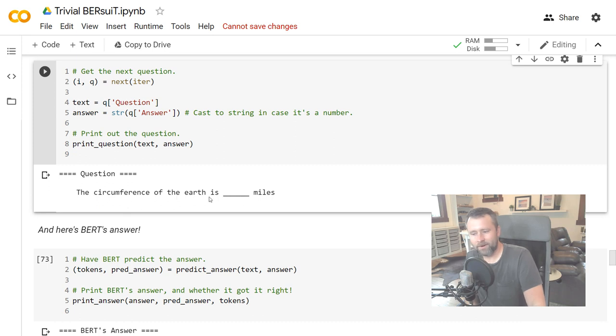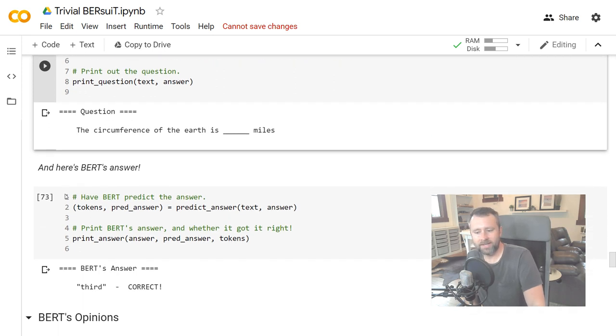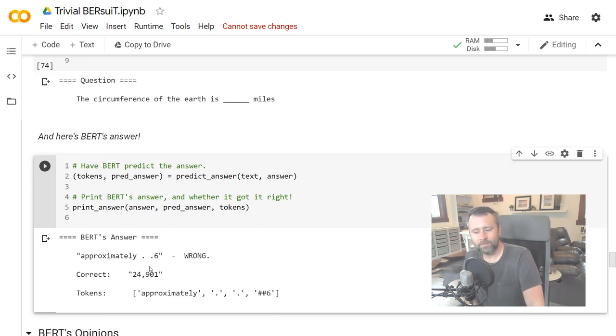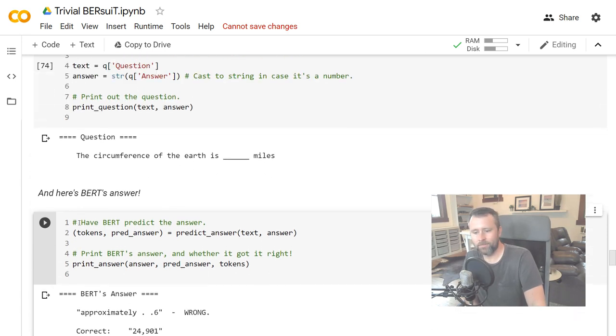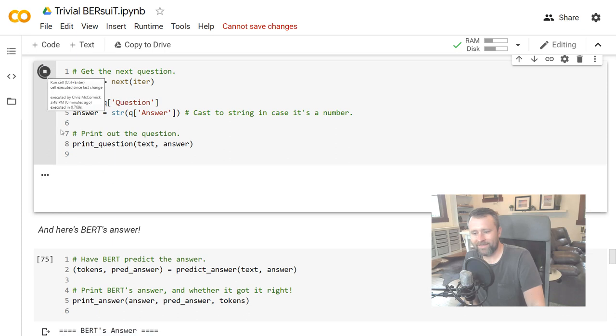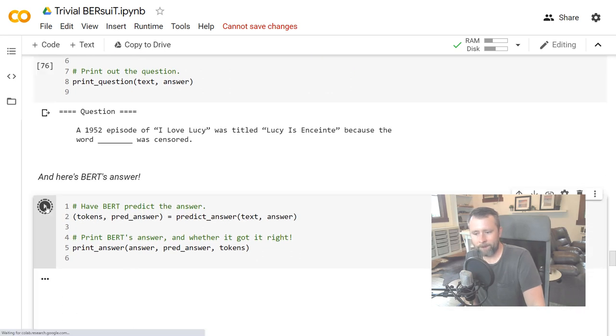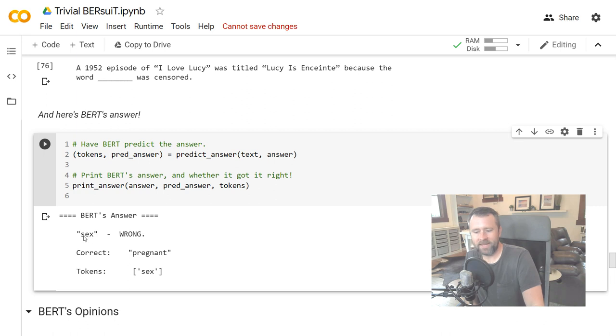The circumference of the Earth is blank miles. All right, this would be really impressive if Bert can pull this off. Approximately 0.6. No, it's 24,901 miles. Sorry, Bert. A 1952 episode of I Love Lucy was titled Lucy is Enceinte, because the word blank was censored. Sex? Good guess, but pregnant. Wow. Different standards back then.